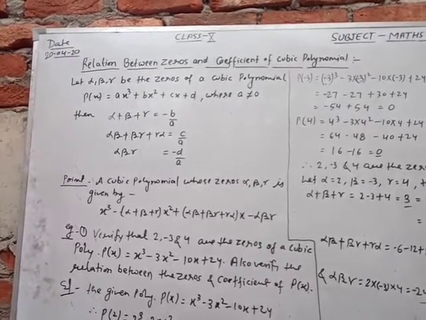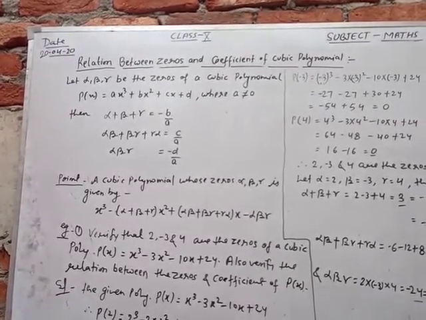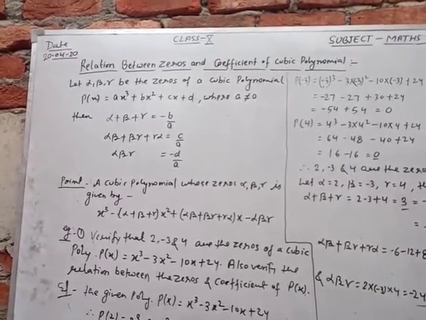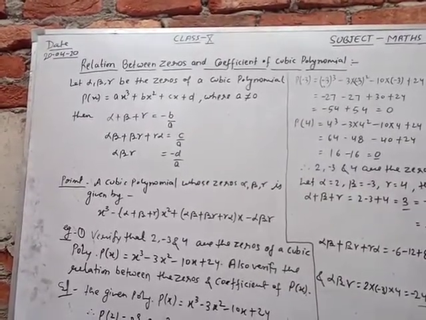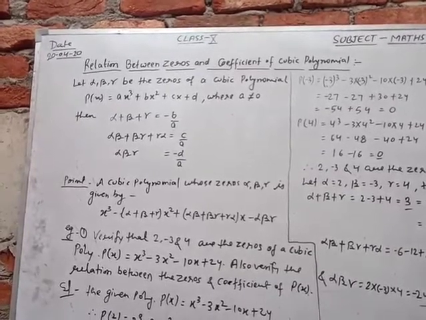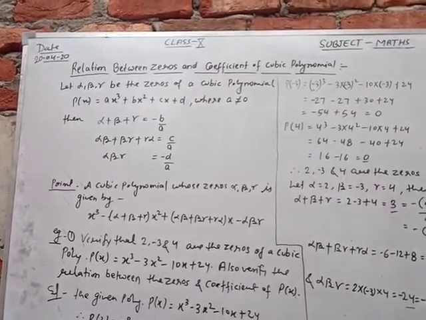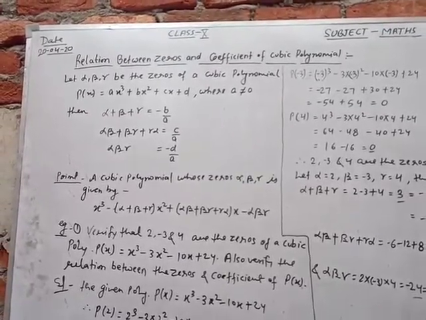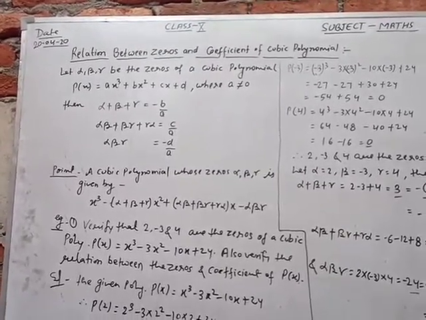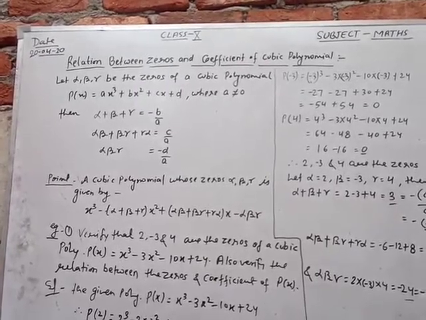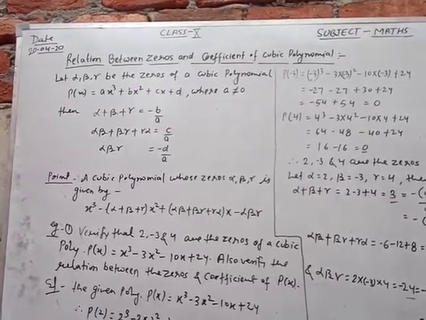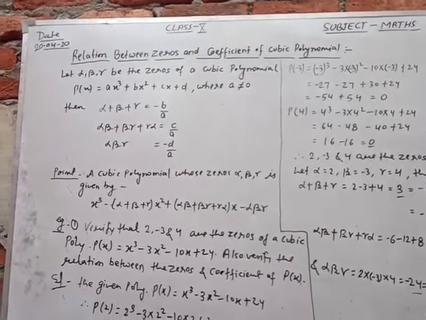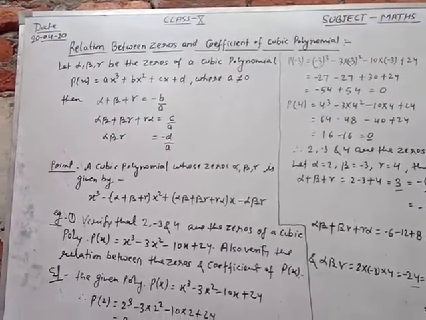Students, today I am here to present with audio lecture. Students, today I will start with new topic: relation between zeros and coefficients of cubic polynomial. Students, in last lecture we discussed about quadratic polynomial and relation between the zeros and its coefficient.